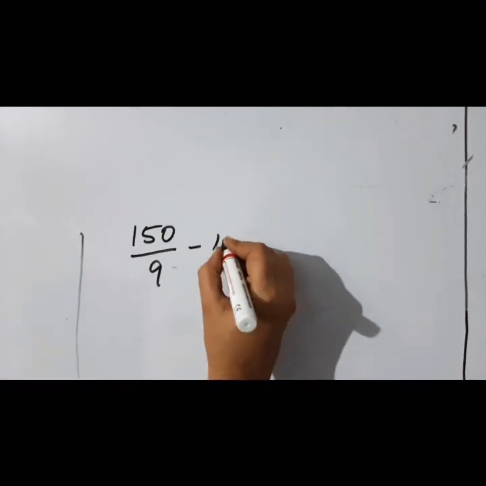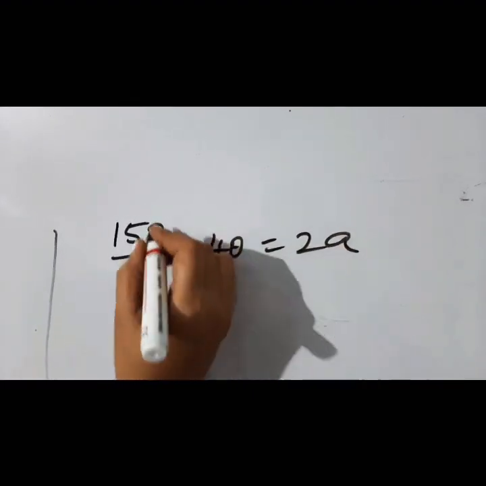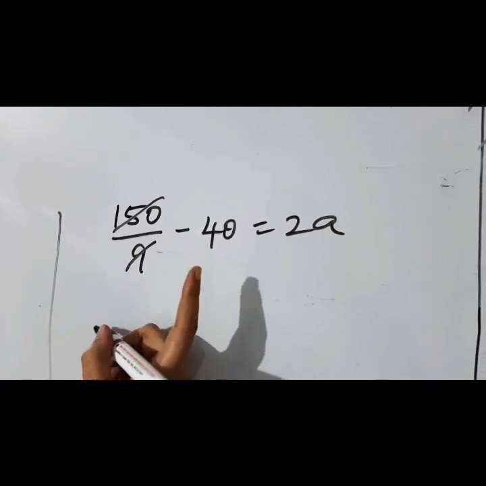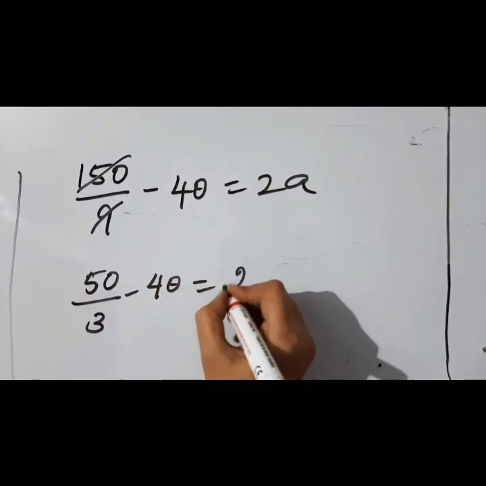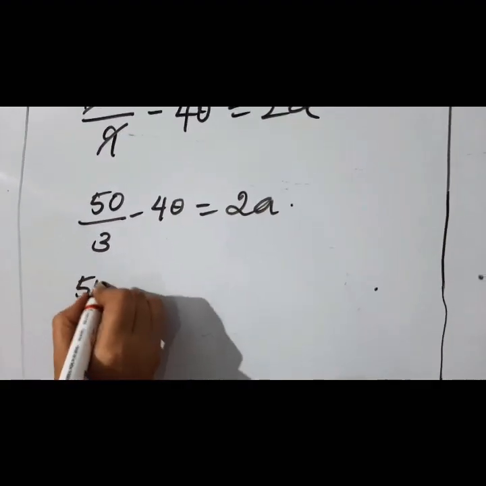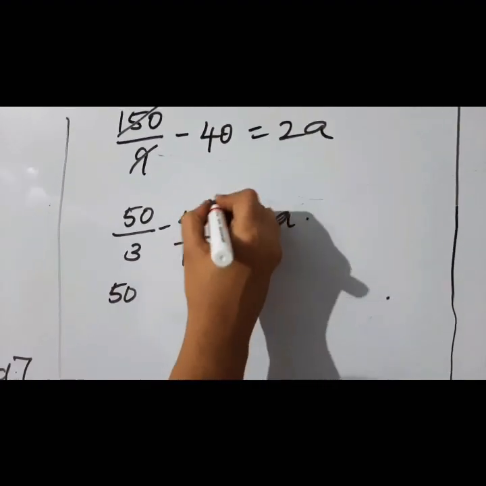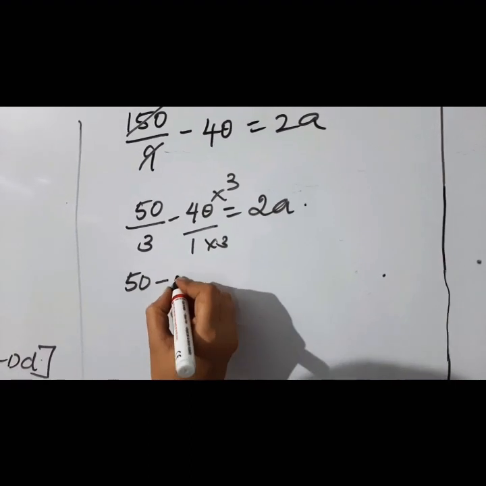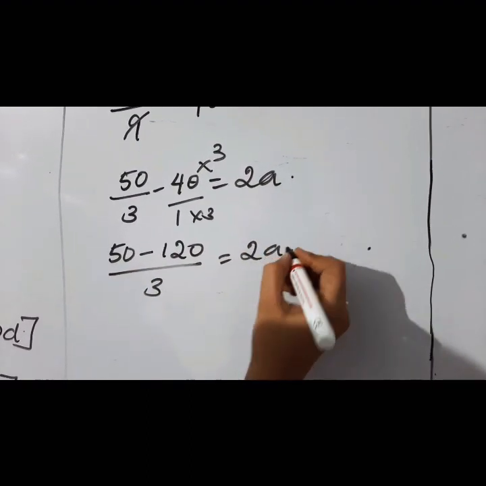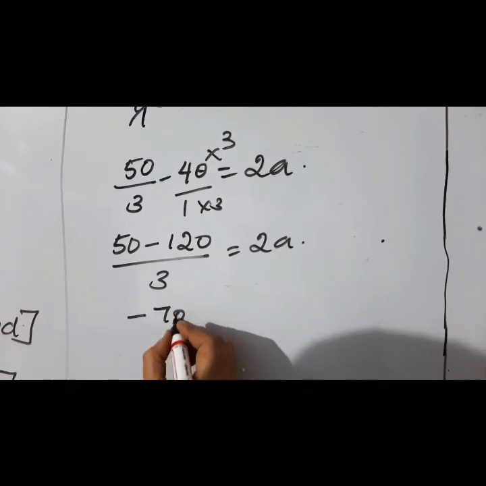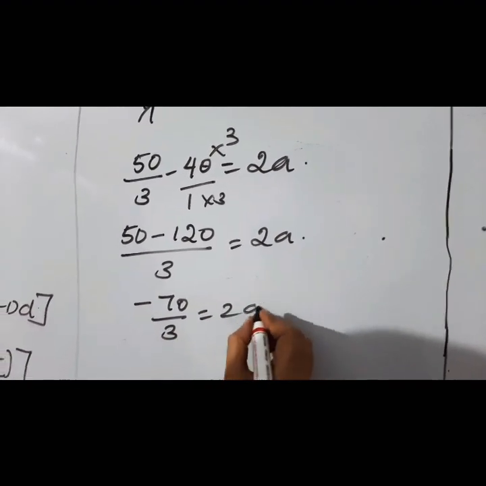50 by 9 minus 40 equal to 2A. Simplify this. What will you get by 3? 50 by 3 minus 40 equal to 2A. Take LCM, 3 into 3. 50 minus 120 by 3 equal to 2A. Minus 70 by 3 equal to 2A.